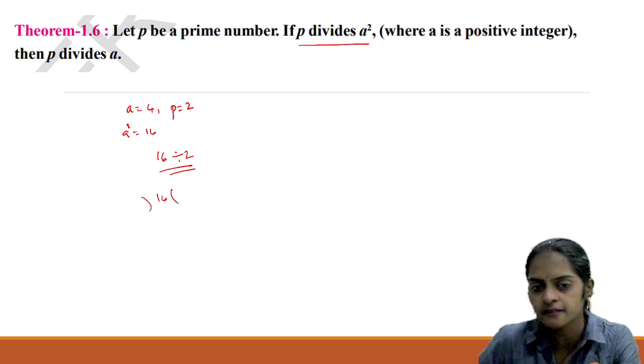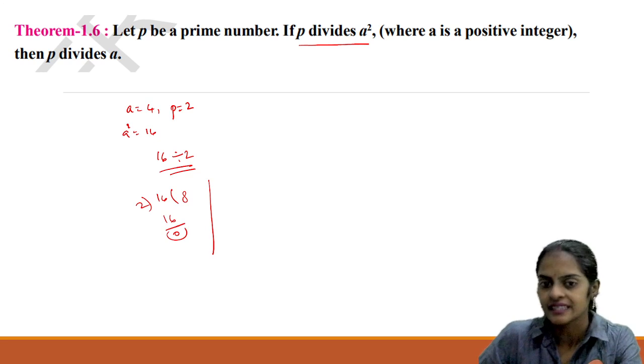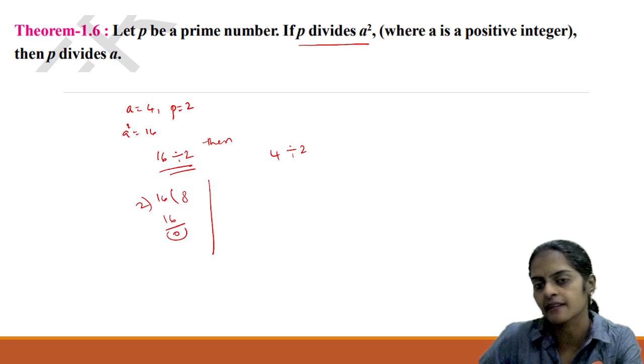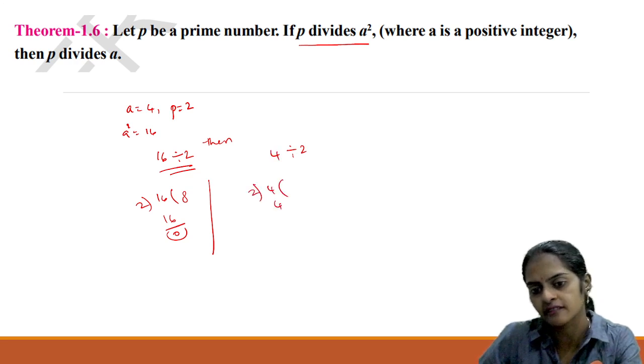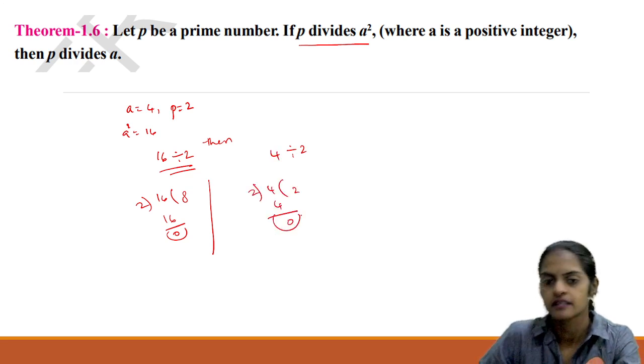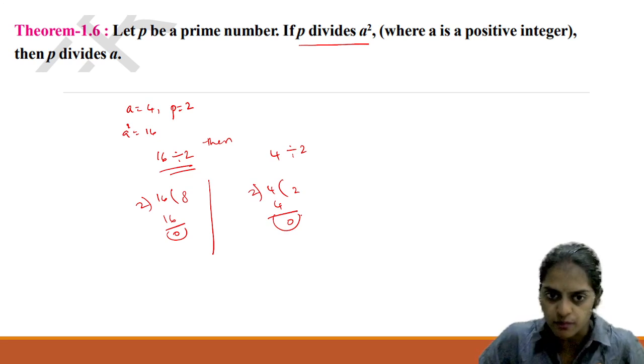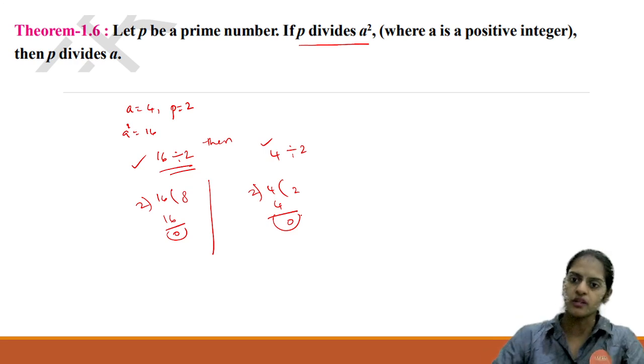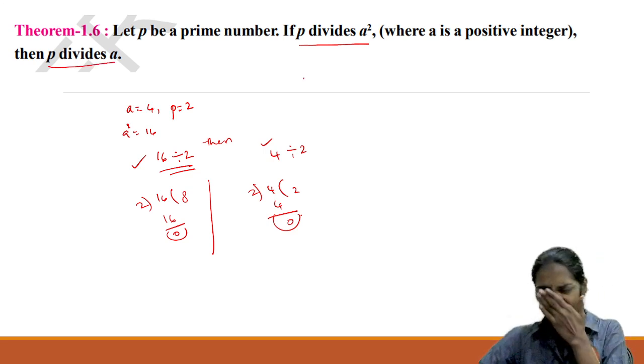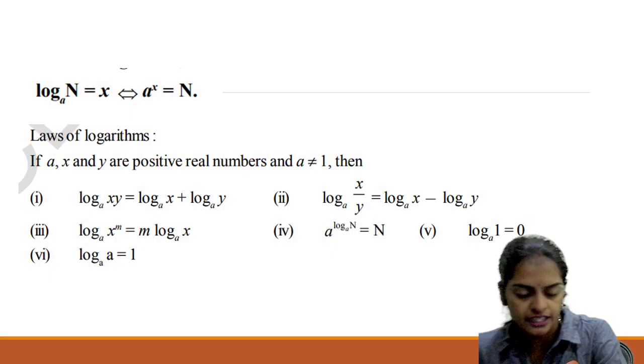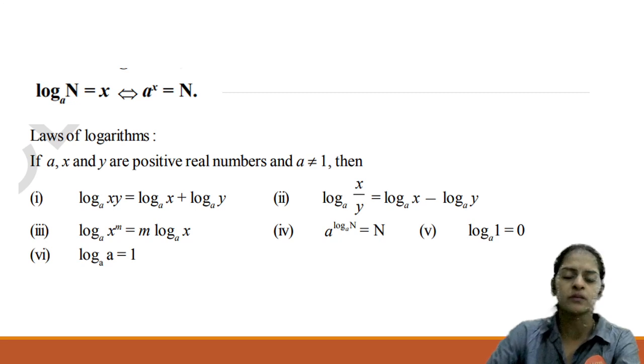Yes, it will divide. Any doubt in this? It's dividing. Then what is the conclusion? Then this p will also divide a. Yes, it will also divide a. No confusion in this. Right? So if this is possible, then this is also possible. If p divides a square, then p divides a. Clear? So proceeding to the next one, we have formulas of logarithms.